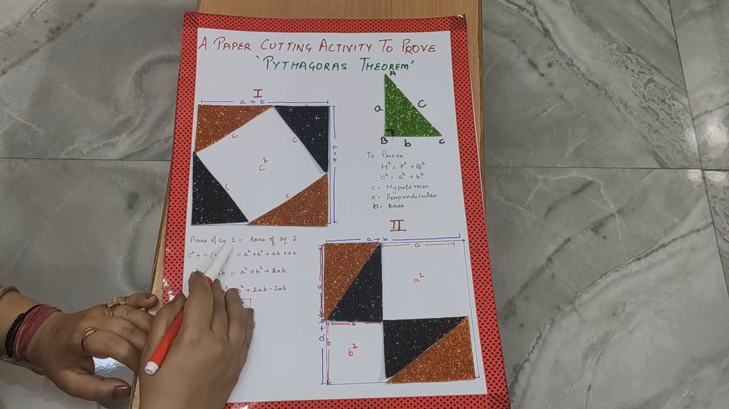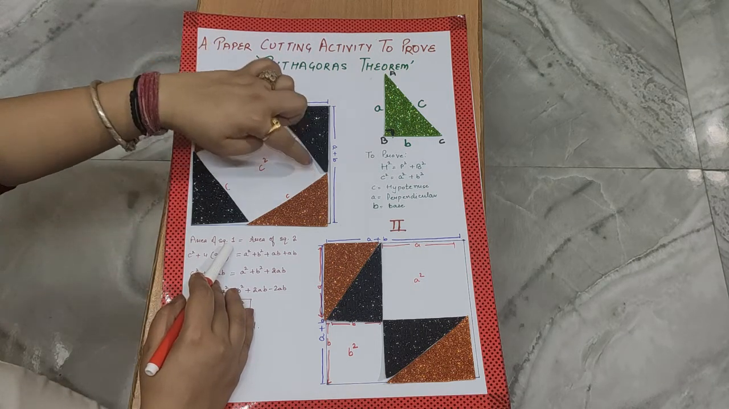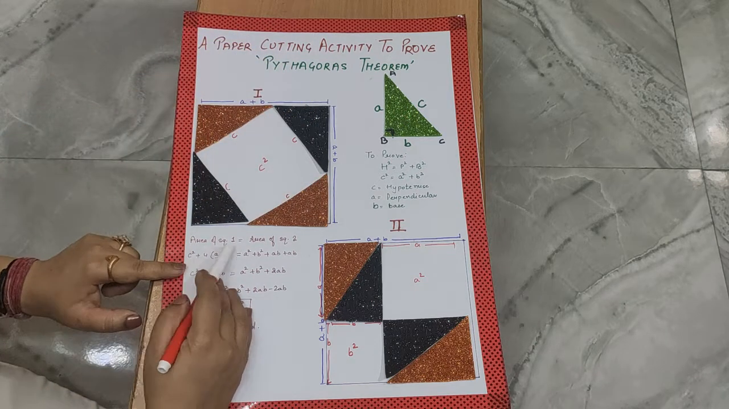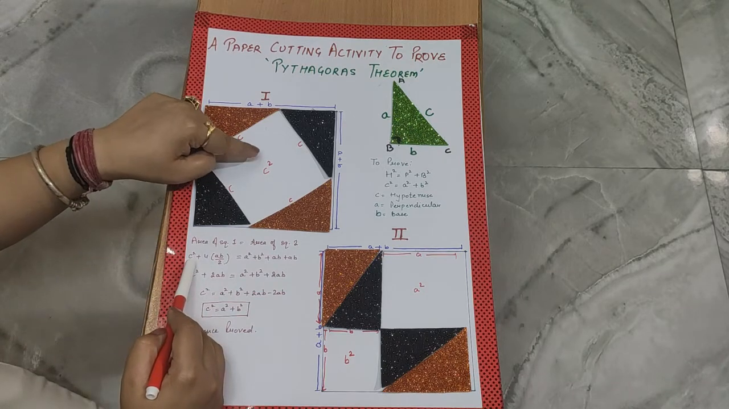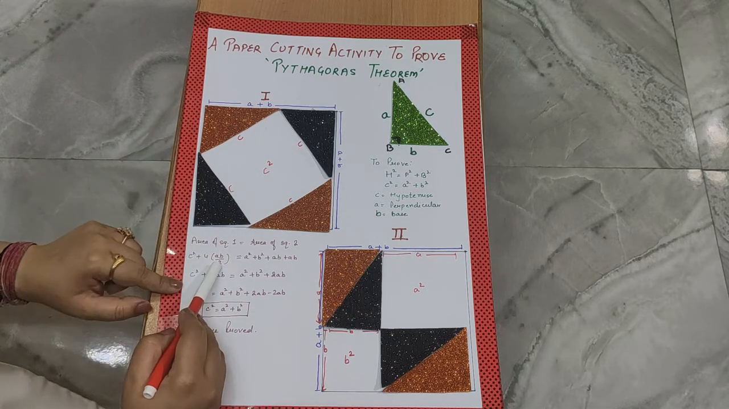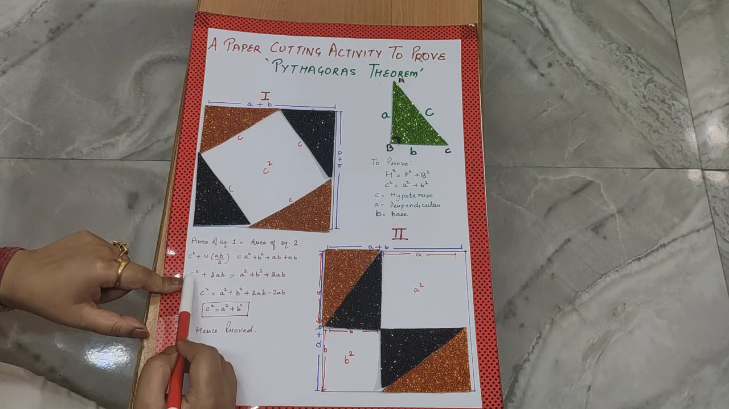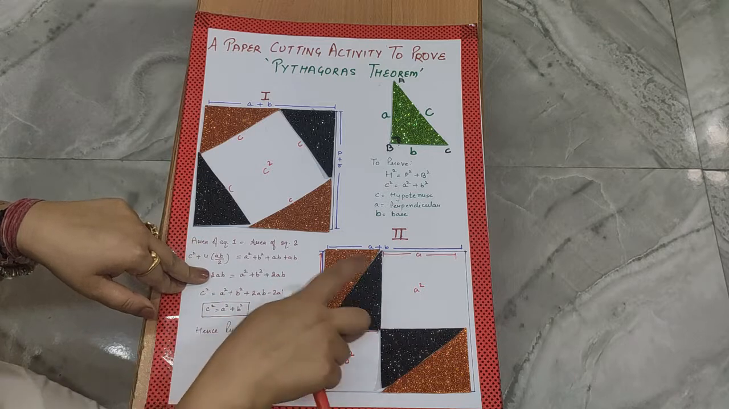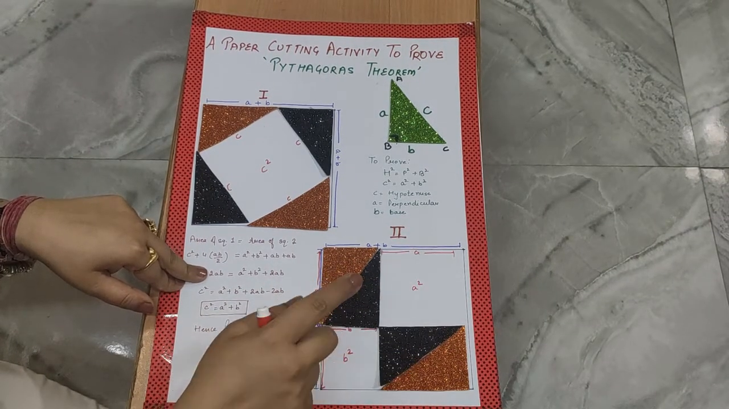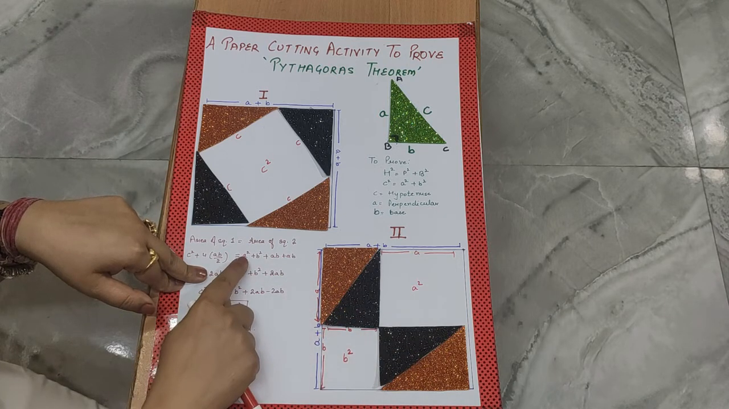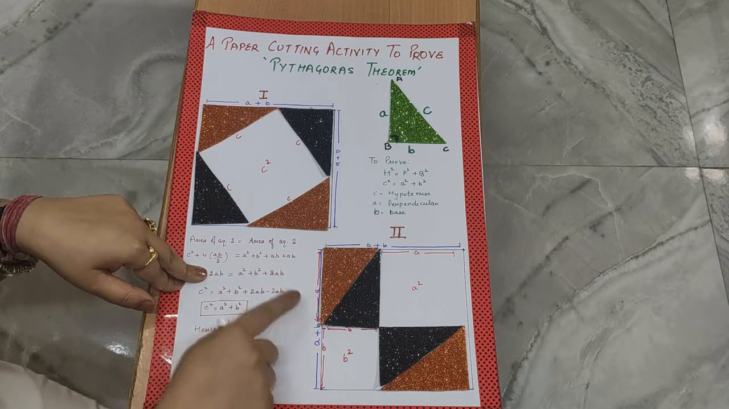Now for obtaining the area of square 1, as we can see, here is one smaller square and there are 4 right triangles. So its area will be C square, area of this square, plus 4 times area of right angle triangle, which is AB upon 2. So it comes out to be C square plus 2AB. Then the second square is divided into 4 figures, which are 2 rectangles and 2 squares. So its area will be equal to the areas of these 2 squares and these 2 rectangles. So it will be equal to A square plus B square.